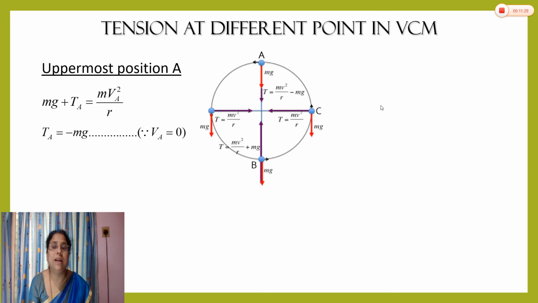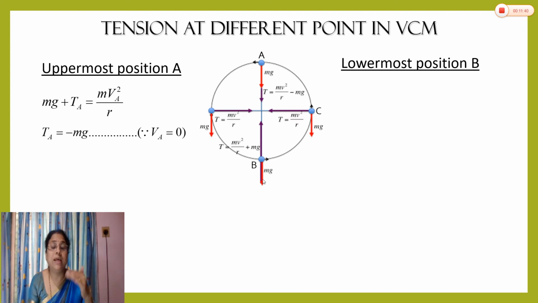Now we see the tension at the lowermost point. At the lowermost position, the weight mg is acting vertically downward, and the tension is directed along the radius towards the center. Both these forces are opposite to each other, and the resultant will provide the centripetal force. So how can we write the equation? We take the subtraction of the two forces, mg and T, because they are in opposite directions.